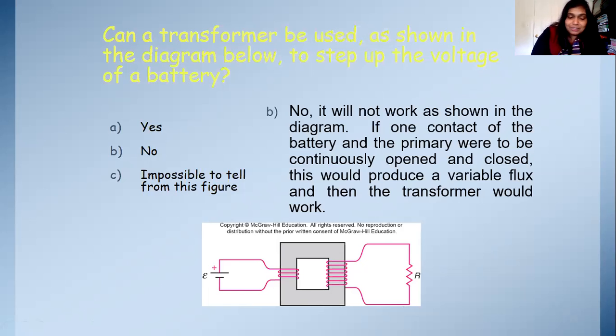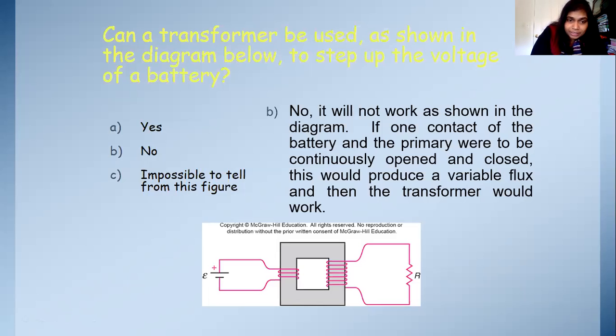That is the confusing part of physics, right? We feel like, oh, we understood it, but when we're answering questions, we feel, oh, we didn't get it. So something is wrong, right? Here, the answer should be no, because it will not work as shown in the diagram. If one contact of the battery and the primary were to be continuously opened and closed, this would produce a variable flux and the transformer would work.